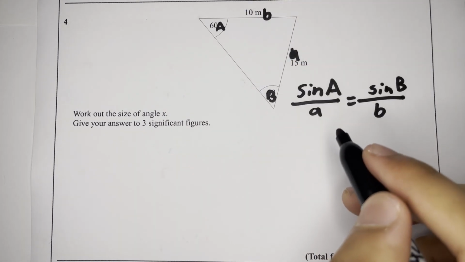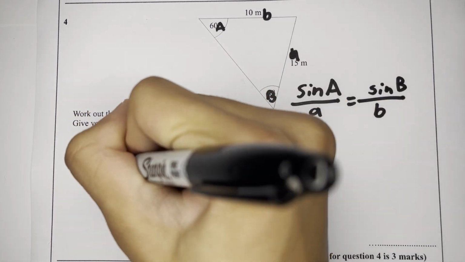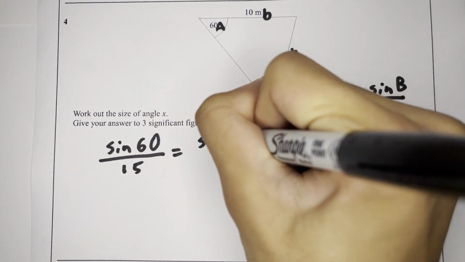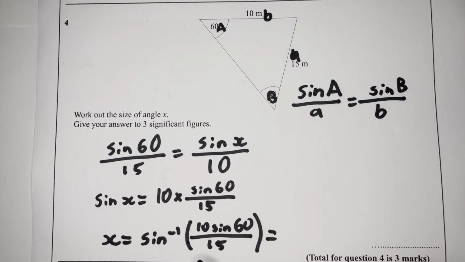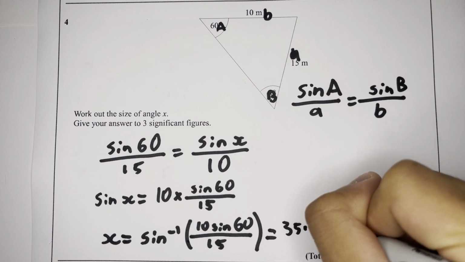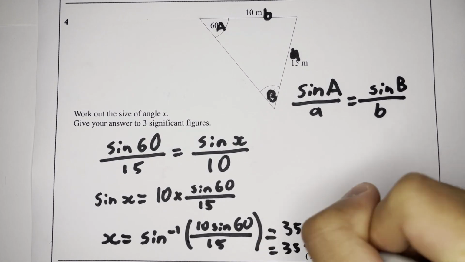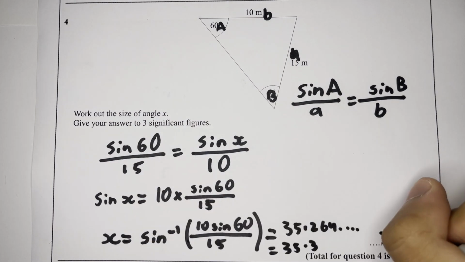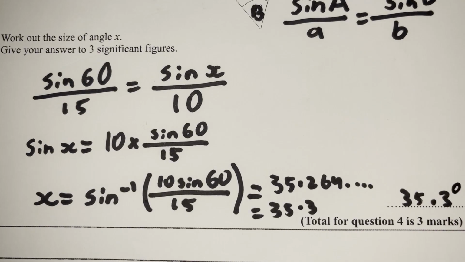Putting in the question values again, we have sine 60 over 15 is equal to sine x over 10. We multiply both sides by 10 once more, and take the inverse sine function to get 35.264, which can be rounded to 35.3, since we're again asked for three significant figures. So this is our final answer. Don't forget the degree symbol in your answer.